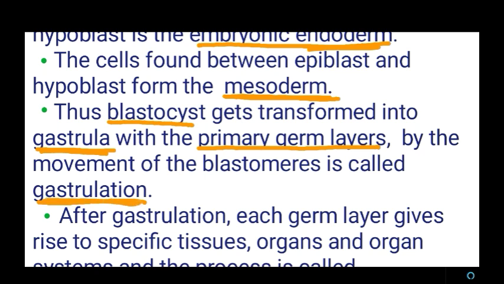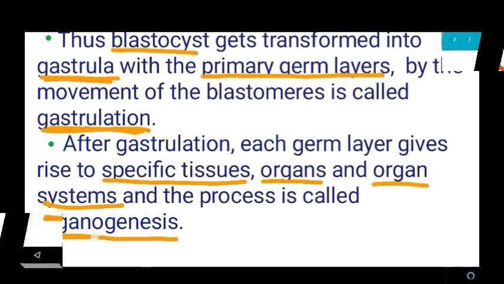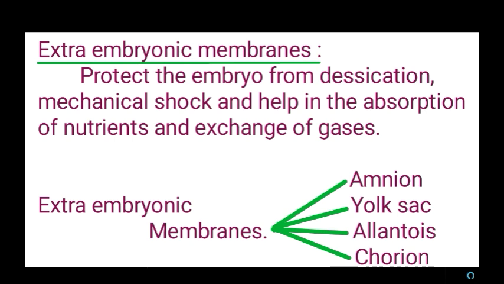The next process carried out is called organogenesis. During organogenesis, the cells of each germ layer give rise to specific tissues, organs and organ systems. Thus the embryo starts to develop organ systems. At that time, the embryo has to be protected.